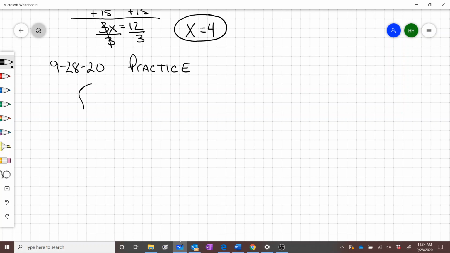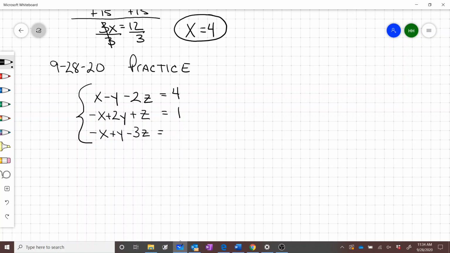Alright, here's your practice problem. You've got x minus y minus 2z equal to 4. Negative x plus 2y plus z equals 1. Negative x plus y minus 3z equals 11.